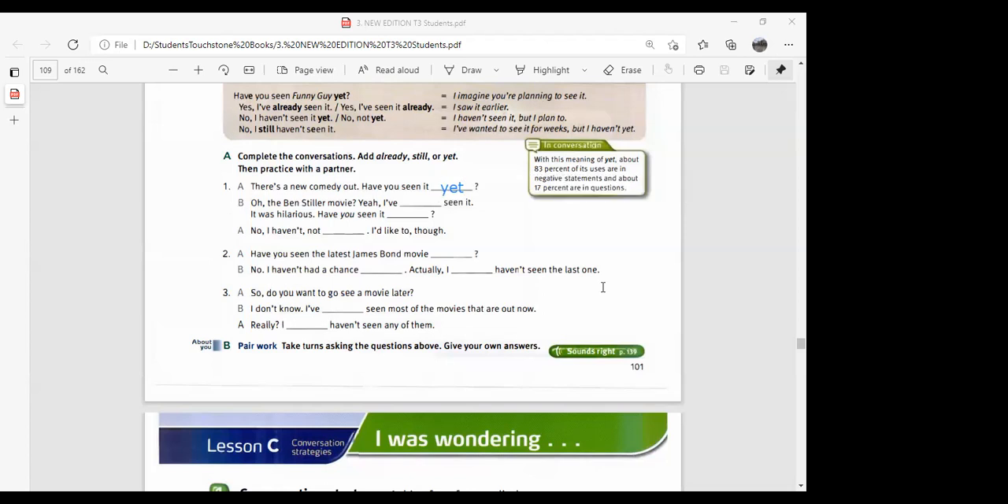Okay, who else finished? Oh, the Ben Stiller movie. I'm sorry. Yes, Maru, continue. Oh, the Ben Stiller movie. Yeah, I've already seen it. Okay. Lucia, did you finish? Yes, teacher. Okay. B, second sentence, please.